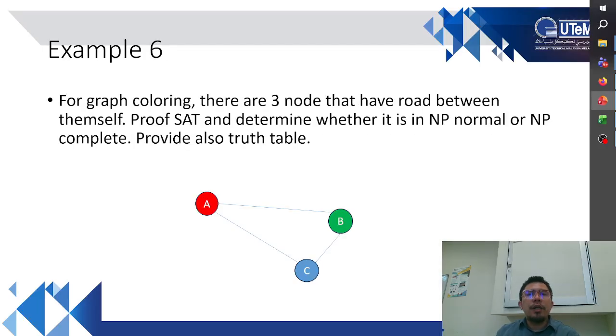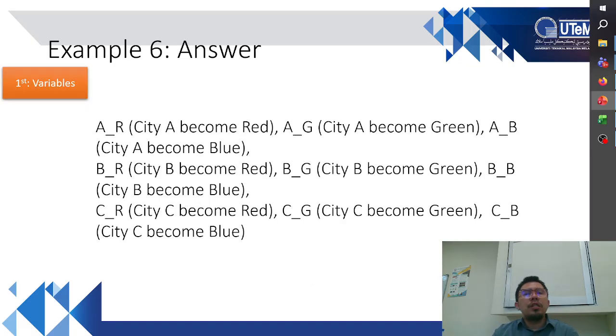For the graph coloring, there are 3 nodes drawn connected between themselves. We need to prove and determine whether it is NP or NP-complete. So here we need to provide a truth table. There are 3 nodes A, B, C, and we need to make sure the colors of nodes A, B, and C are not the same. So what are the variables here?